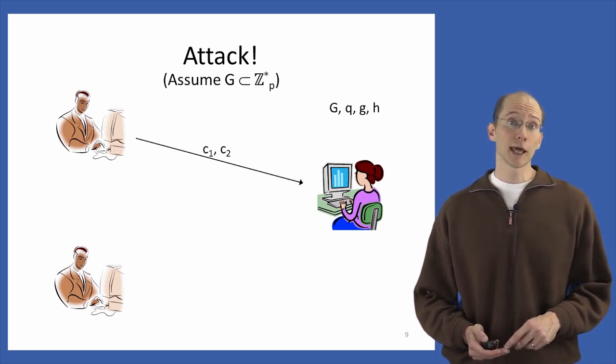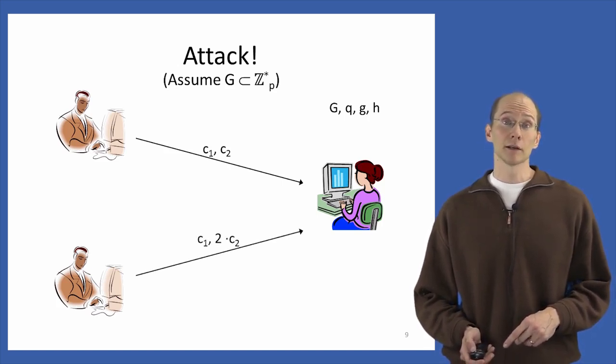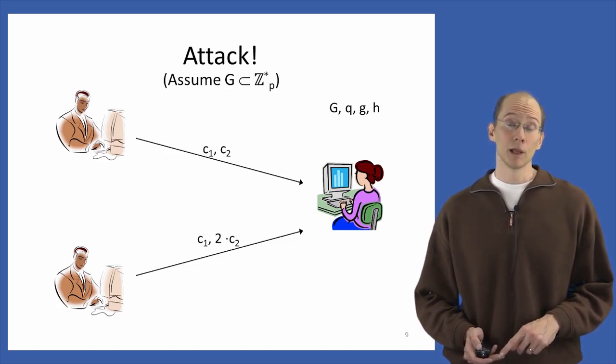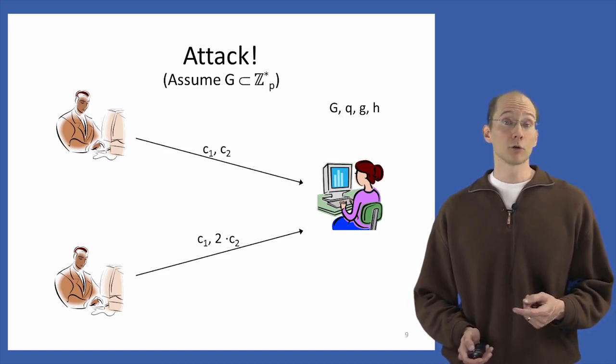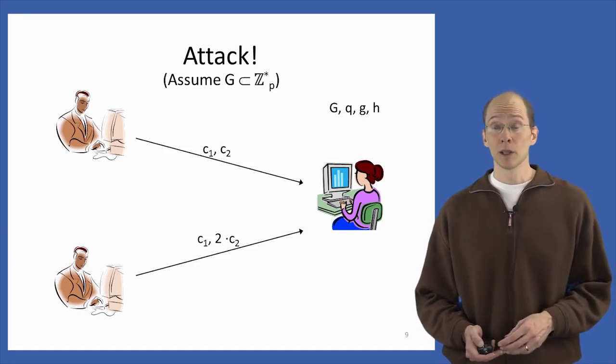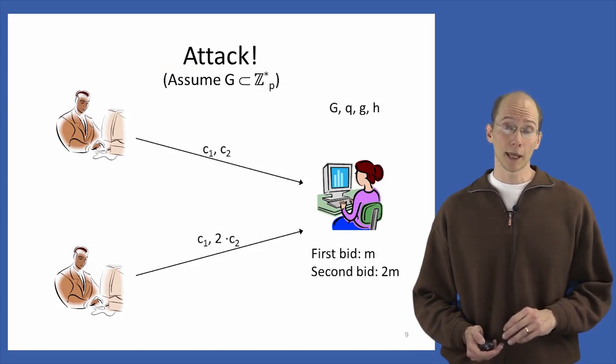But now look what the second bidder can do. They can apply the attack from the previous slide, and send the ciphertext C1 and twice C2. Look at the effect that has at the auctioneer. When the auctioneer decrypts the first ciphertext, they'll obtain some bid M, and when they decrypt the second ciphertext, they'll recover the bid twice M.